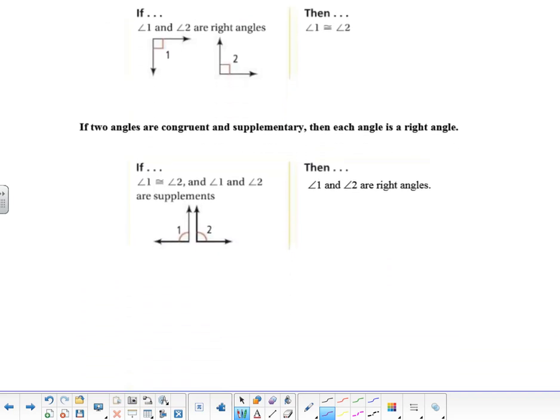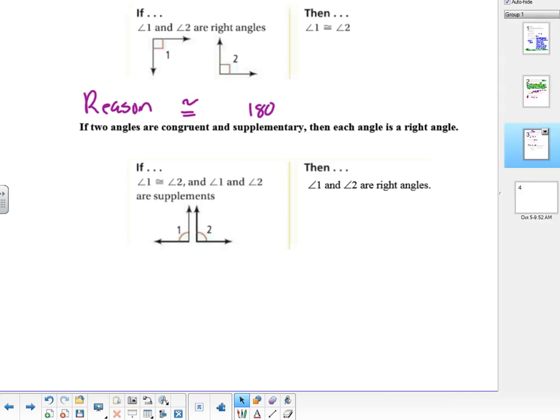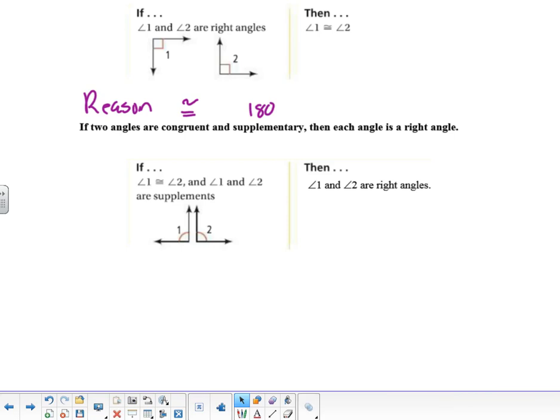And then our last reason is if two angles are congruent and supplementary, then each angle is a right angle. So if two angles are congruent, that means they're the same, and supplementary, that means they add up to 180. So they've got to be equal, and they've got to add up to 180. What does that mean? Well, they both have to be 90-degree angles. They both have to be right angles. All right, so we've got a few more reasons that we're building onto our proof toolkit.